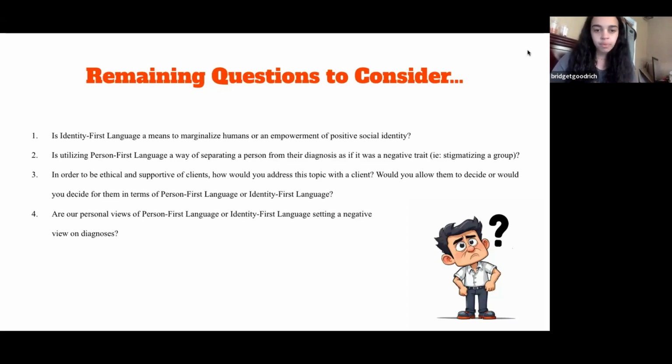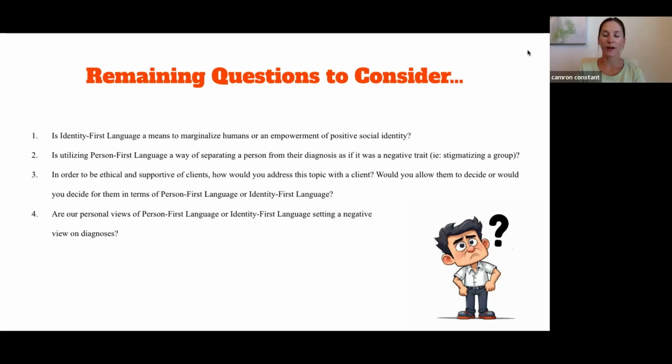So this project doing research on person first versus identity first was really eye-opening in that aspect, and kind of had me look at my own biases and maybe negative views that I might have already had.